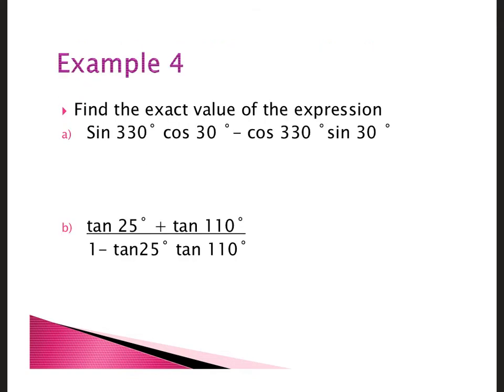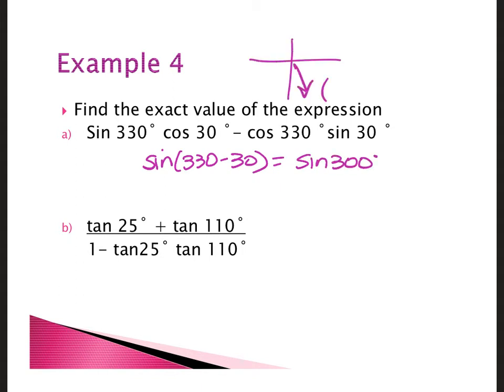All right, so find the exact value of the expression. Sine 330, cosine 30, cosine 330, sine 30. So which has the pattern sine, cosine, cosine, sine? Sine. Do I keep the positive or negative or change it? Keep it. So it would be 330 minus 30, sine of 300. So I'll go to my unit circle. I'll find 300. The coordinate point there is 1/2 and negative root 3 over 2. And the sine there is negative root 3 over 2.